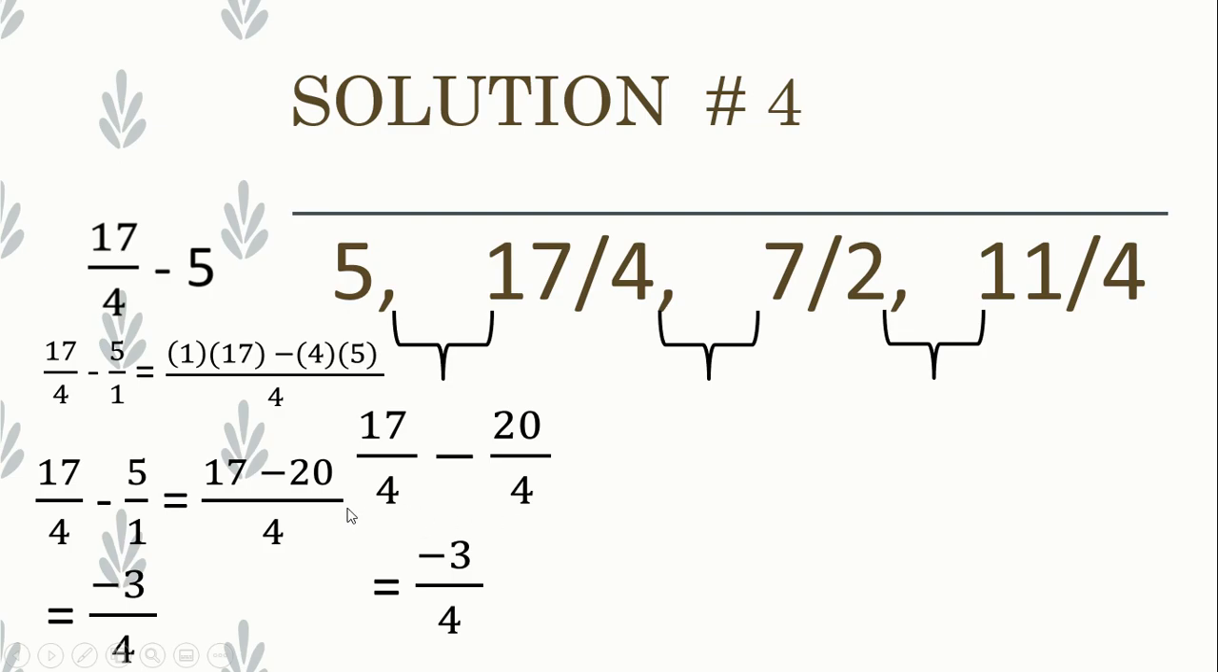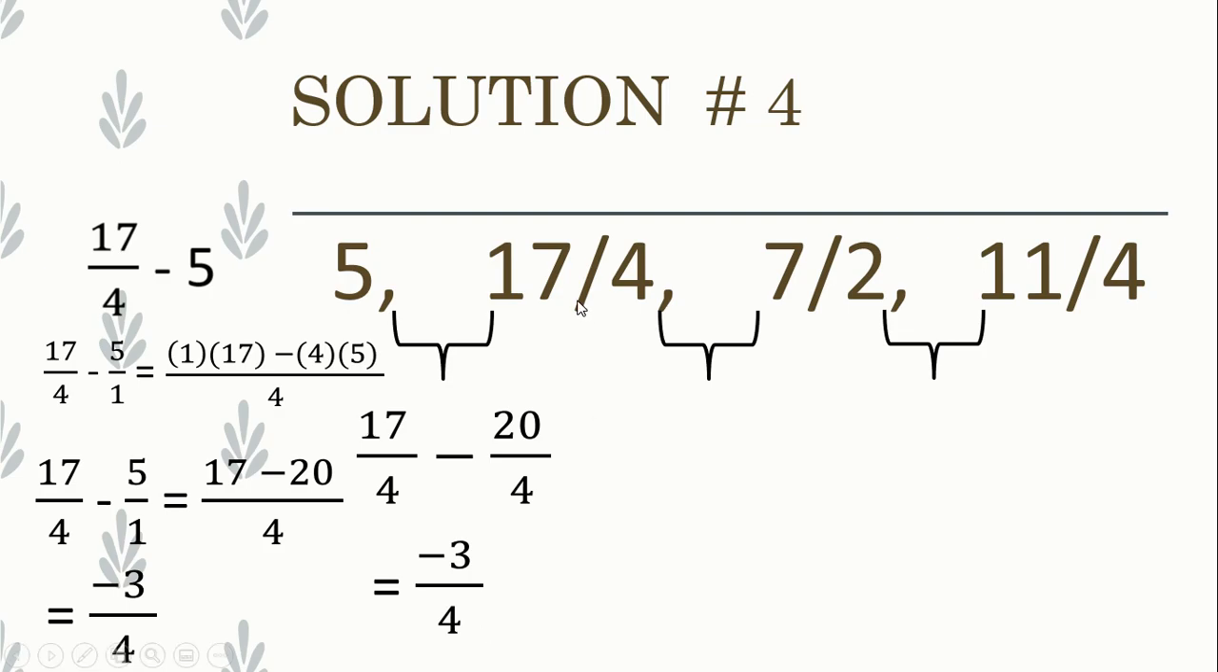Since they have the same denominator, you just perform the operation on the numerator. And 17 minus 20 is negative 3, then copy the denominator, that's 4. Therefore, the common difference is negative 3/4. Let's continue verifying that the common difference is negative 3/4 on the next two consecutive terms.